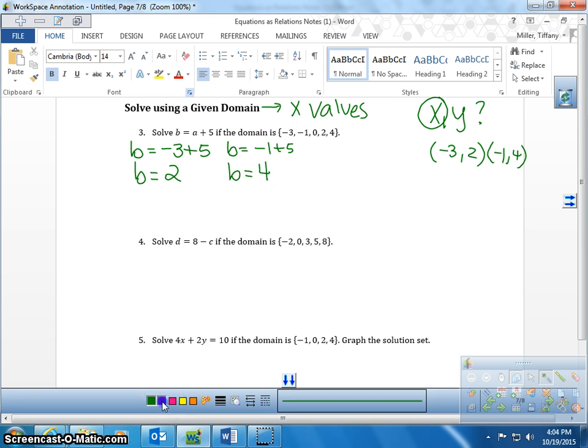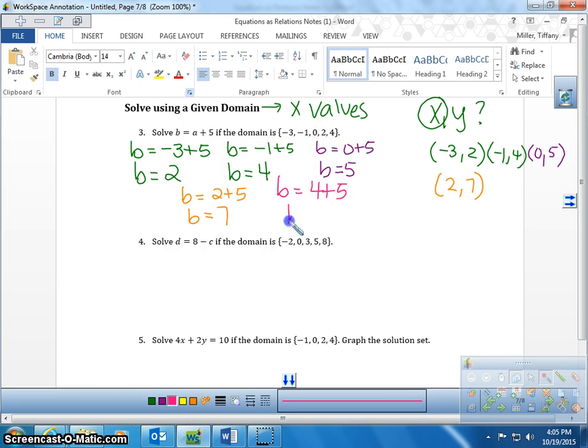I'm going to continue to do this. Plug in 0. b equals 0 plus 5. b equals 5. Another ordered pair, 0, 5. I'm going to do it 2 more times. I'm going to have b equals 2 plus 5. b is equal to 7. Ordered pair, 2, 7. And lastly, I'm going to plug in 4. b is equal to 4 plus 5. b is equal to 9. So my last ordered pair is 4, 9.